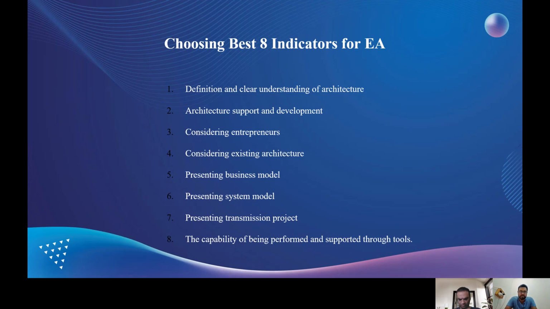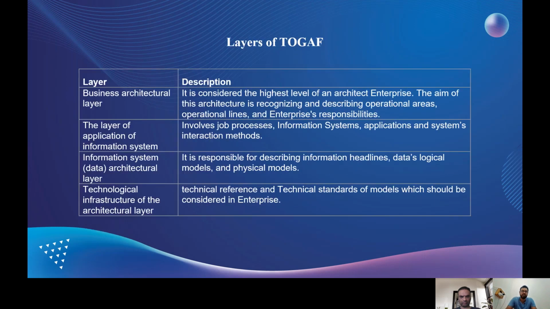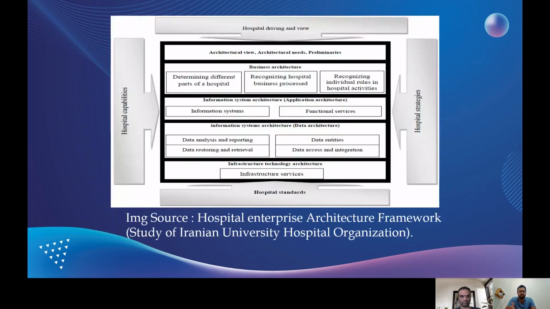This is an image of the enterprise architectural framework from the study of the Iranian University of Hospital Organization. In this, you can clearly see the information systems and data analysis entered.